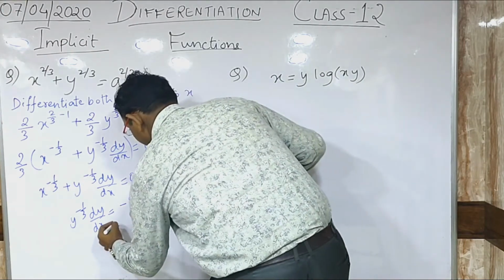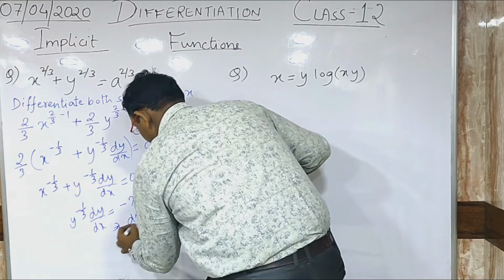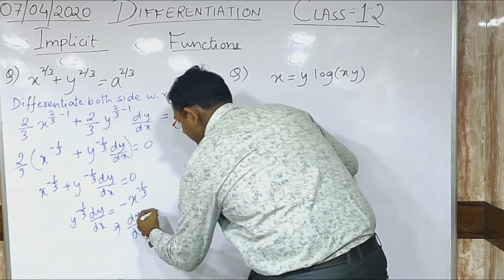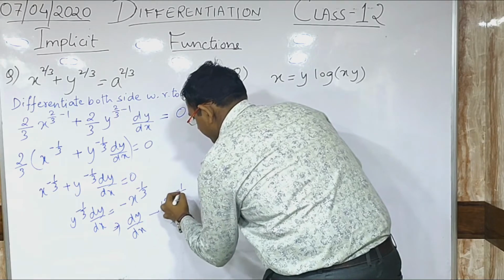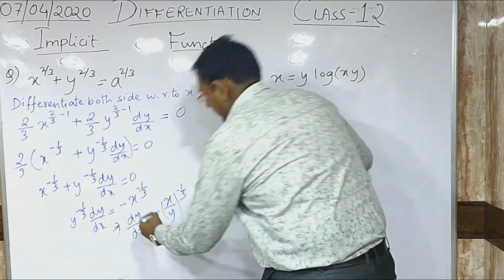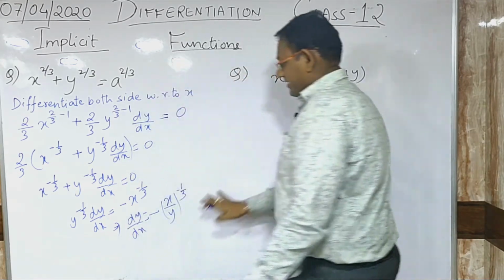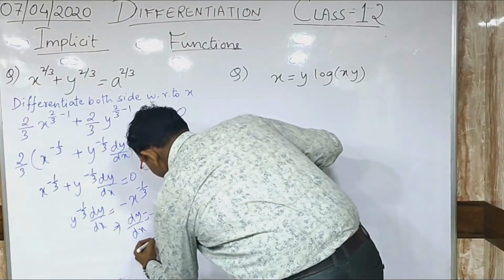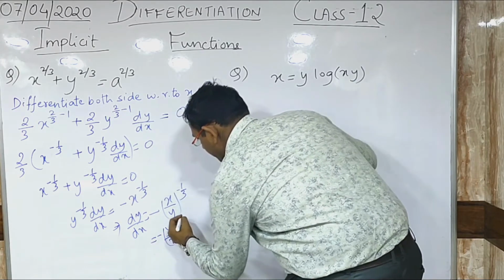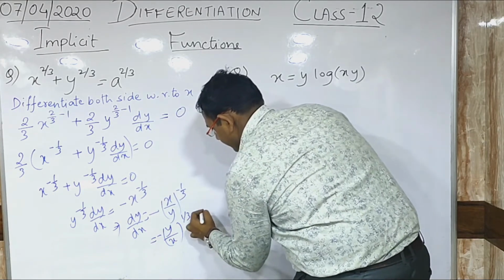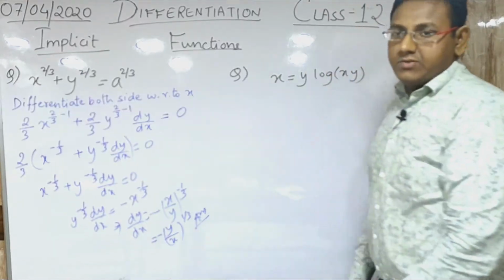From this, if we simplify further, we are getting dy by dx equals minus x by y whole to the power minus 1 by 3. This is the solution. Or if we simplify this further, we are getting minus y by x whole to the power 1 by 3. This is your solution.